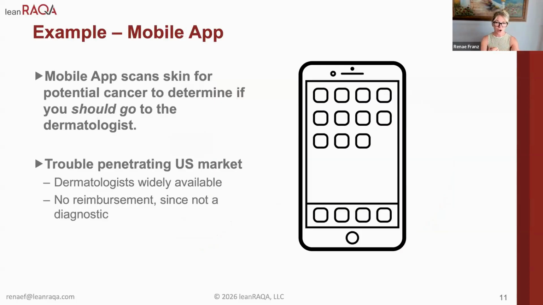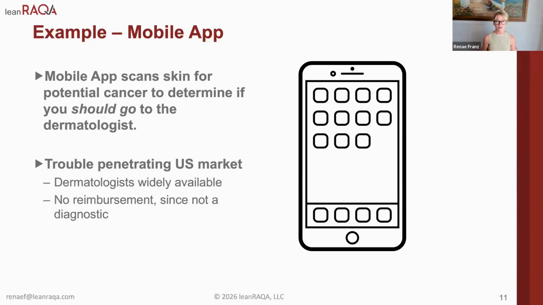So in the targeted market in Europe, it was really important for people to know, hey, could that be cancer or not? Because they had more limited access than we do in the US to seeing a dermatologist. So the thought process was it would move them up in the queue to be seen quicker by a dermatologist if the app said, hey, that might be cancer.